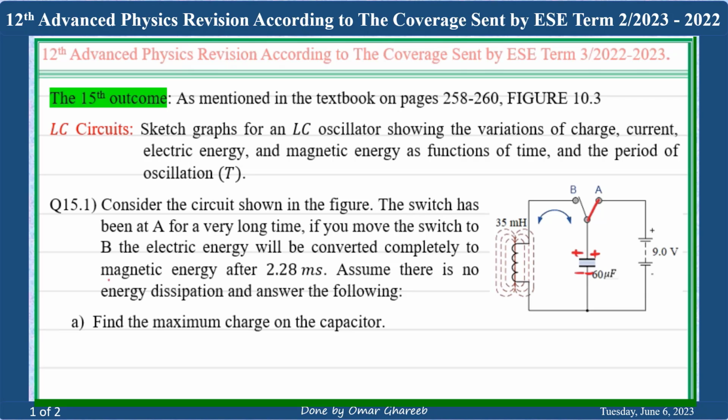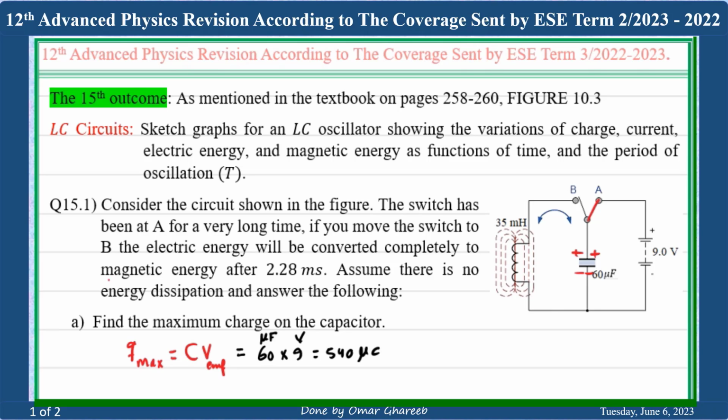By fully charged, we can find the Q maximum as the definition of the capacitance, C times V EMF. Now we can substitute. C is 60 microfarad, times V, which is 9 volt. By multiplying, we have 540 microcoulomb. This is the Q max. We find it.